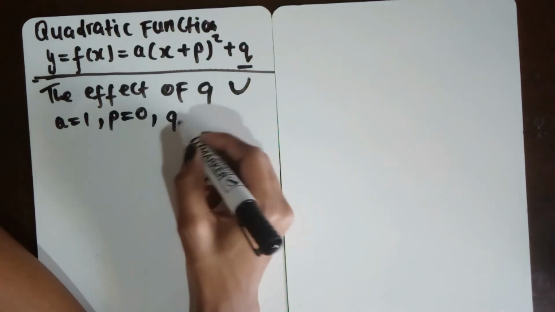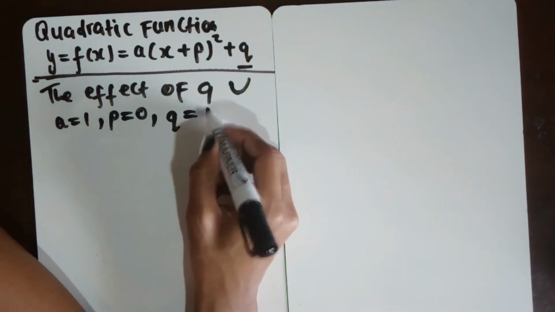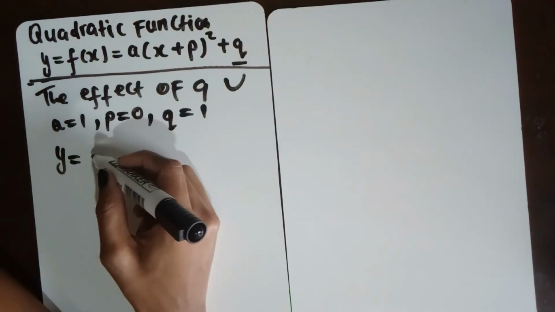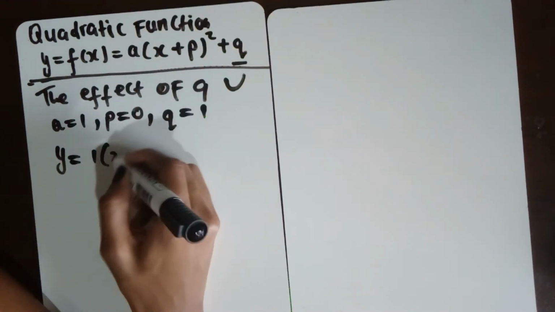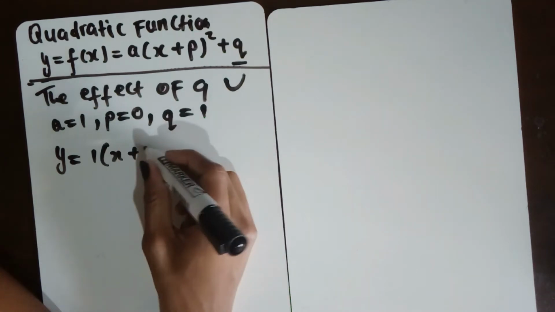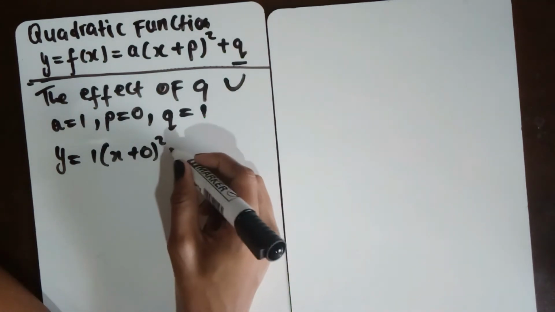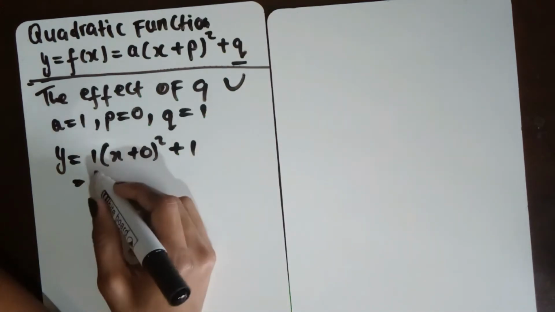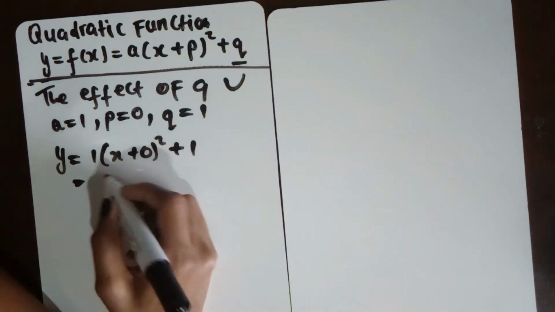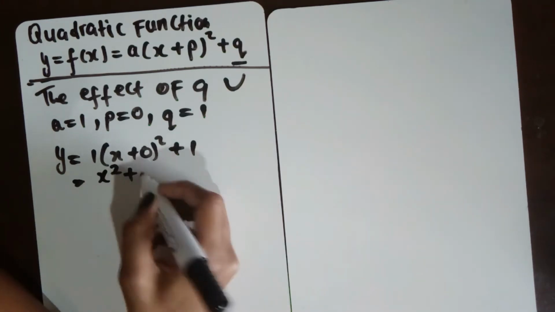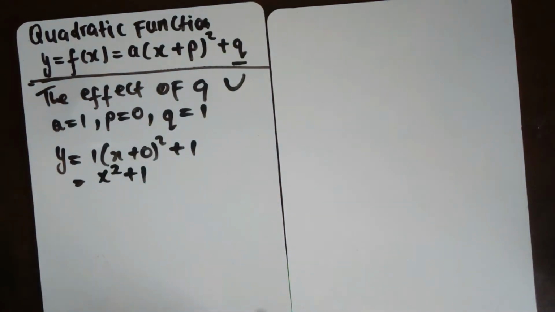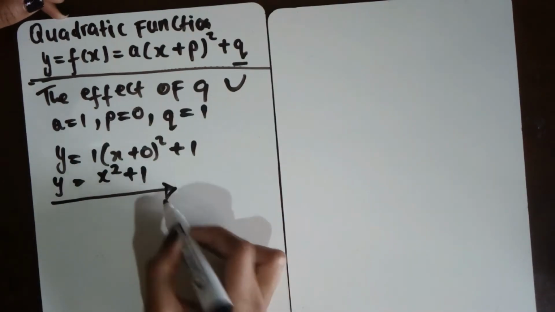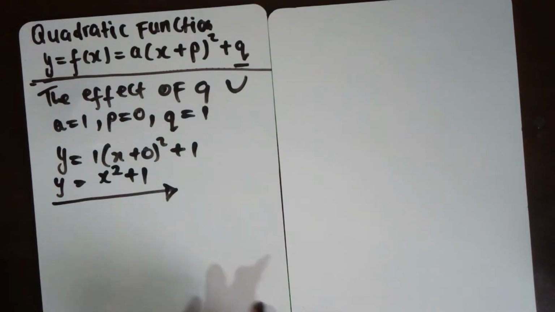But then let's say Q now was all of a sudden 1. So it means that our function is going to look like, A is 1, x plus 0 all squared, plus 1. So you don't need to write that 1 there. And x plus 0 is just x, meaning your function is going to be x squared plus 1, right? Cool. So we're going to be plotting a function of x squared plus 1, and you will see what happens.